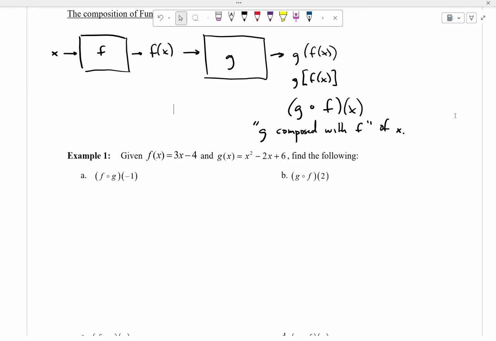Okay, that's it. And I prefer the middle one, so I'm going to rewrite this as f of g of -1. I'm going to give you a moment to figure out exactly what number that equals.